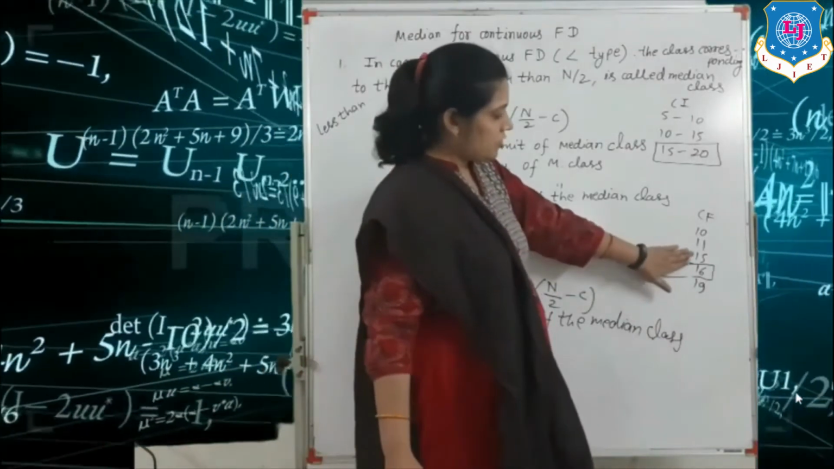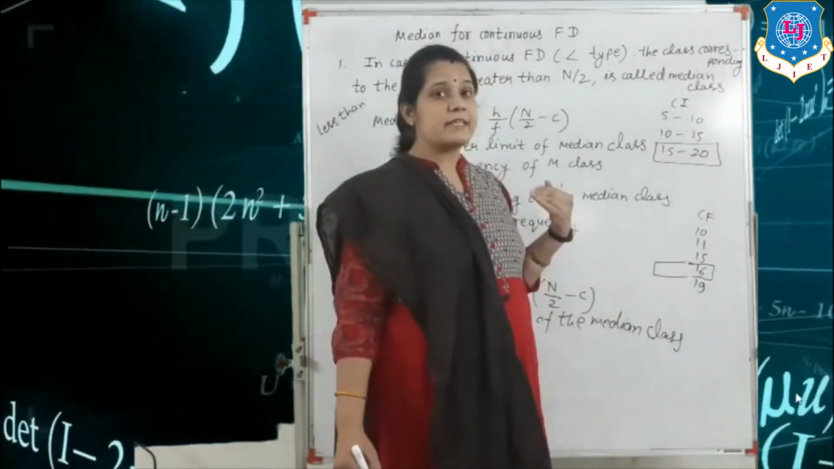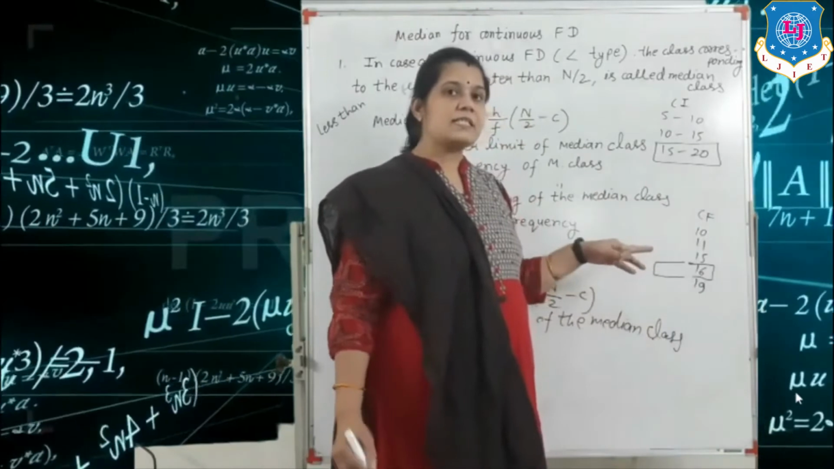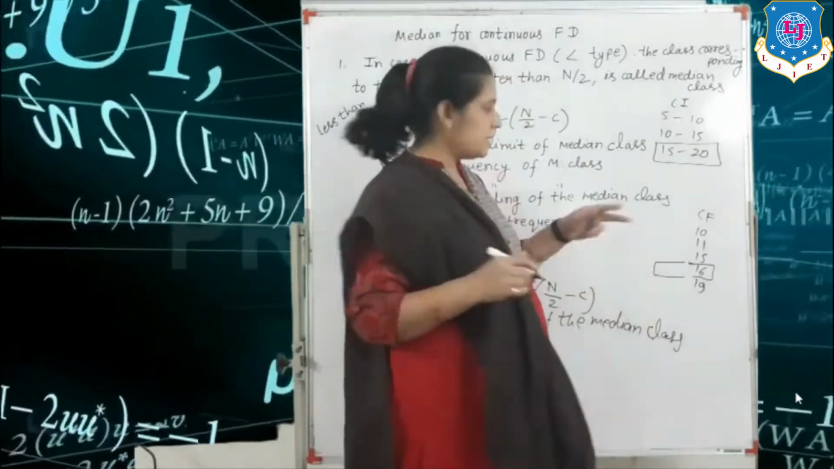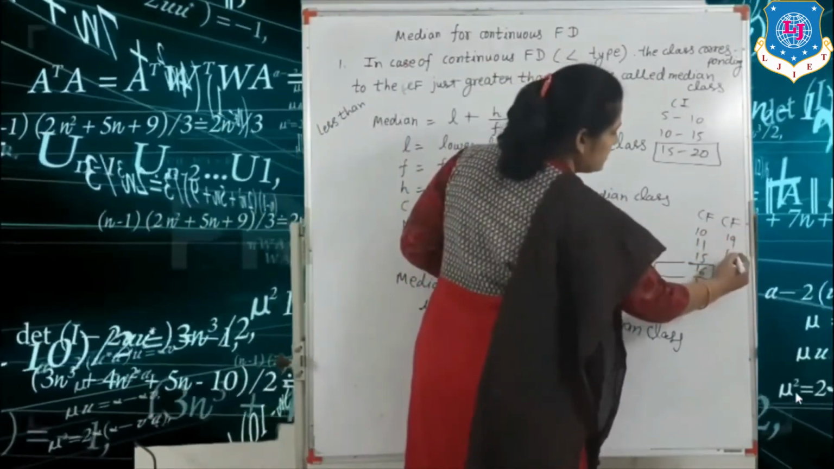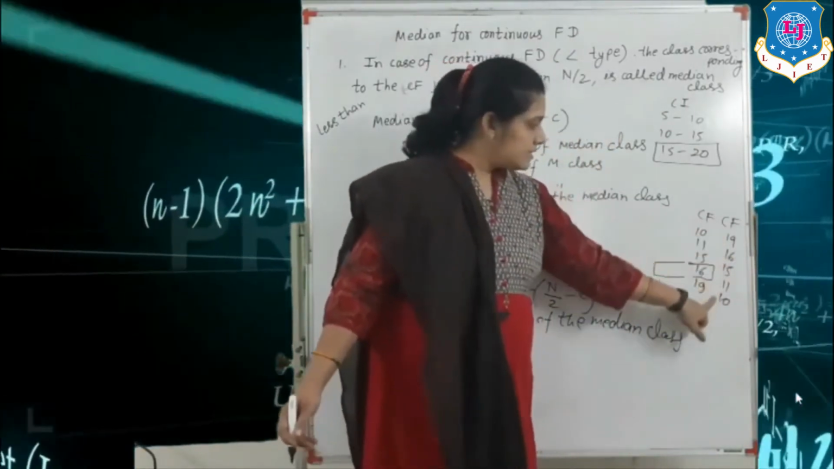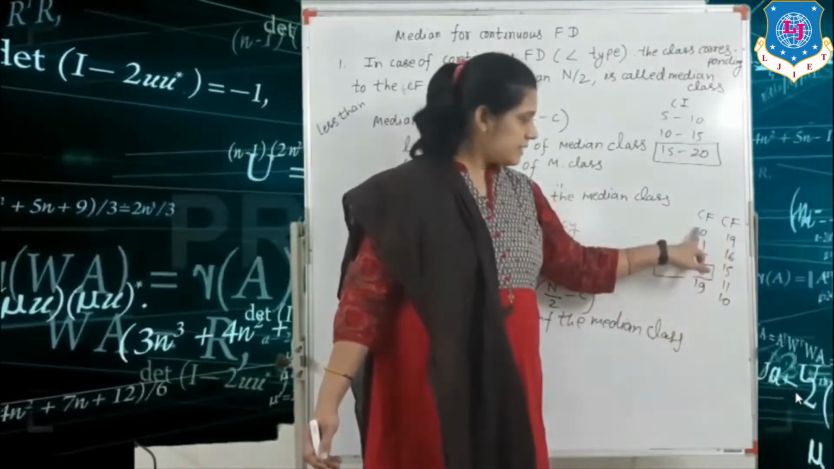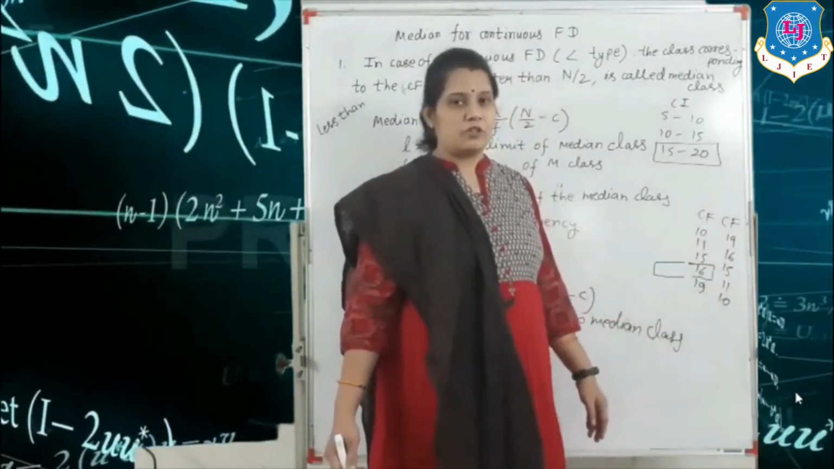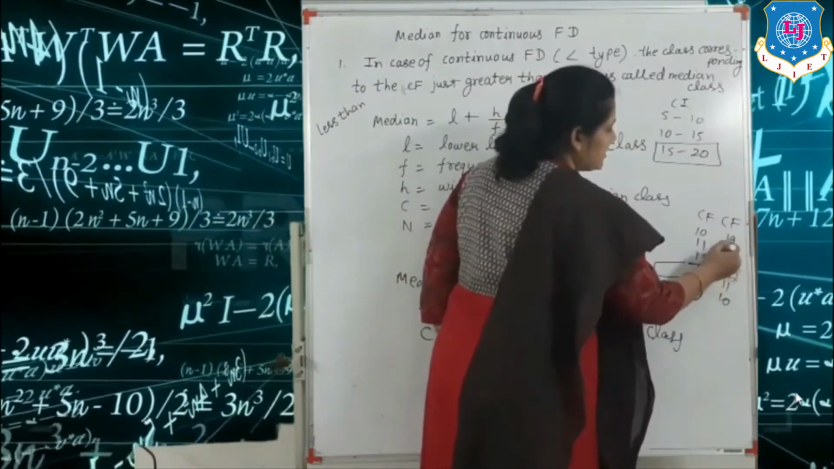For example, this question is based on the greater than type of frequency distribution. We have already seen in the first lecture that if your CF is in ascending order, this is the less than type of frequency distribution. But if your CF is given in decreasing order, that means here we write 19, 16, 15, 11 and 12, this is your greater than type of frequency distribution. Got it? And for example, 16 is your median class.